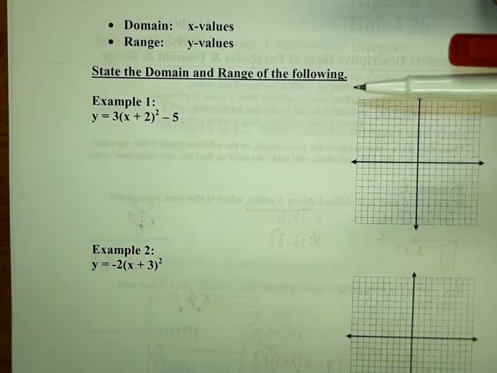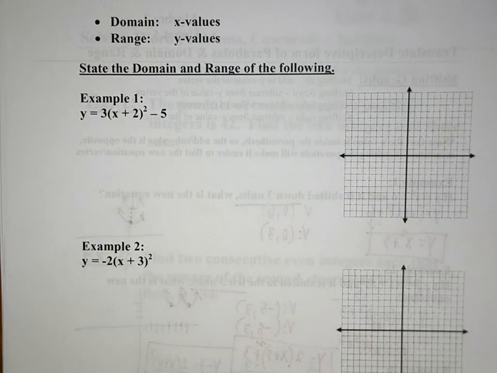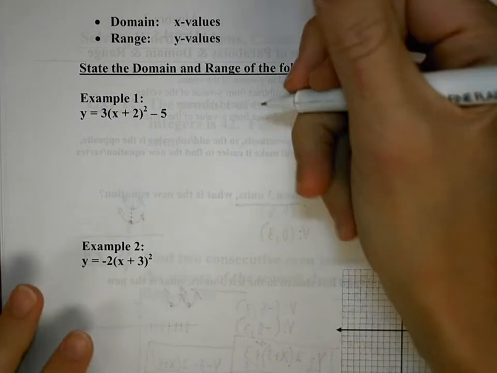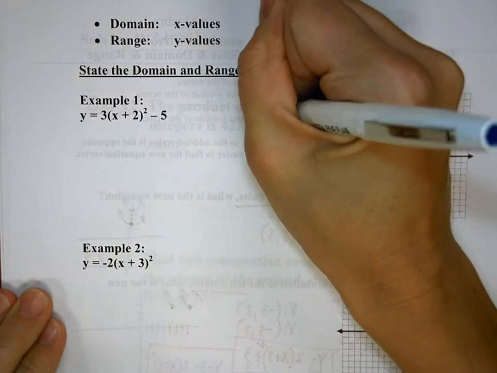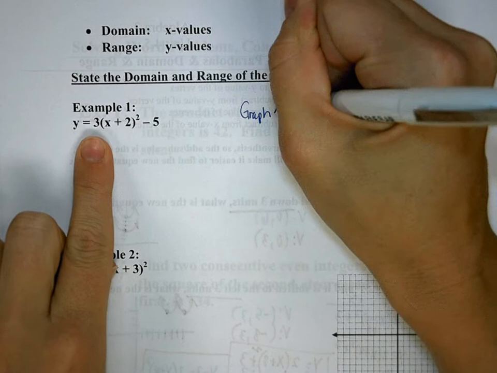Now we are going to talk about domain and range here just a little bit. You need to remember that domain is always the x values of the equation, and range is always the y value of the equation. So on these, you're going to graph them. When you're graphing, we want to know, is the graph going to go up or down? So in this case, my graph will be going up because my a is positive.